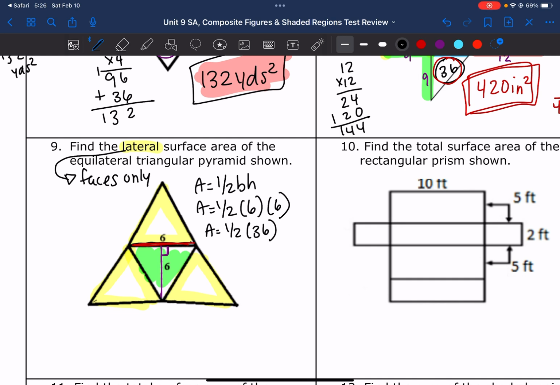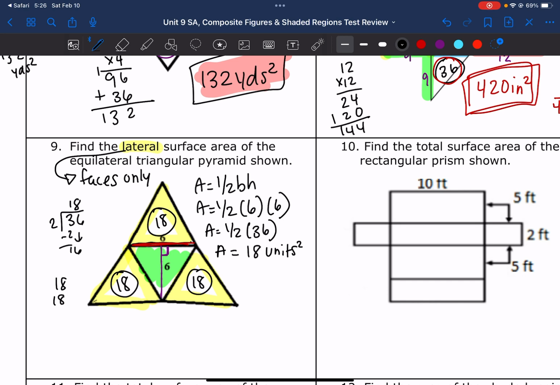And then here, I have to take 36 and divide it by 2. 2 can go into 3 one time, and then it can go into 16 8 times. So my final answer for one triangle is 18 units squared. This isn't my final answer. All this is telling me is that each one of these is 18. Now remember, I only want the faces, which is the outside, what surrounds the base. Everything but the base. So here you can do 18 plus 18.